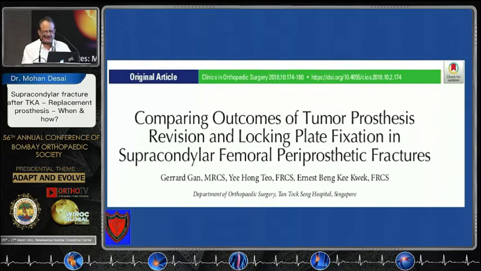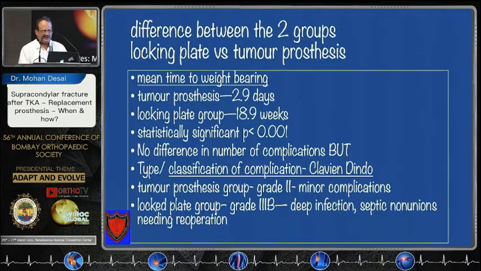There's a nice paper by Gan which compares the tumor prosthesis and locking plate fixation, with significant differences in the mean time to weight bearing. The patients with the prosthesis were up and about in just 3 days, whereas in the locking plate group, you could not make them weight bear for at least 18 weeks. So this difference was statistically significant.